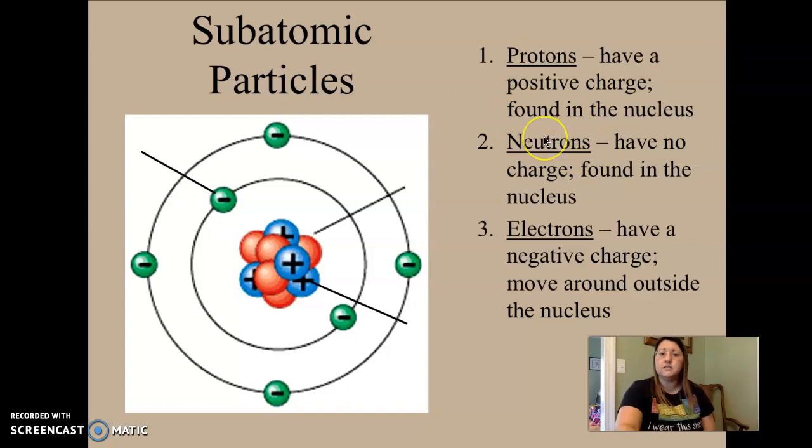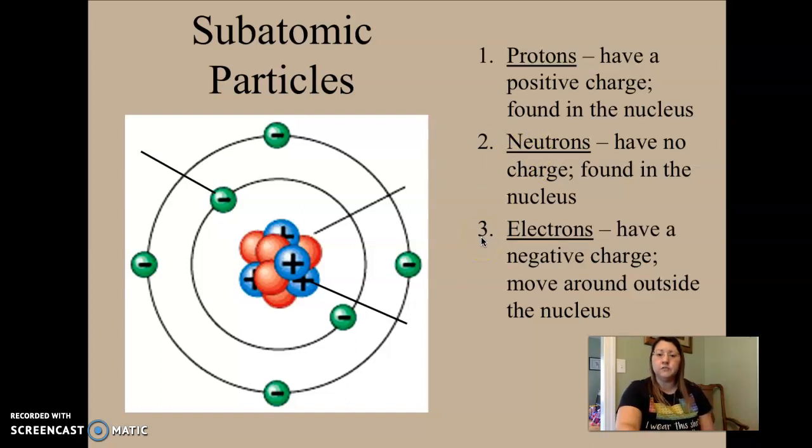Our neutrons are the subatomic particle that is neutral. It has no charge, and it is also found in the nucleus, in this central core. In this image, the neutrons are the red circles, and they do not have any symbol in them because they don't have a charge. So the overall charge of the nucleus is positive because the neutrons aren't carrying any charge. An easy way to remember that neutrons are neutral is that neutral and neutron both start with N, and neutron means no charge.